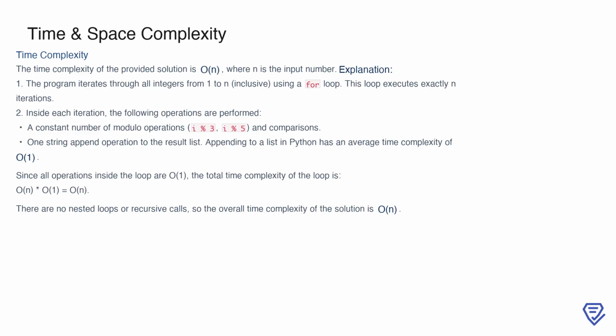When you multiply the O(1) operations within the loop by the n iterations of the loop itself, the total time complexity becomes O(n). Importantly, there are no nested loops or recursive calls in this solution, so the overall time complexity remains O(n), which is efficient given the constraints of the problem.